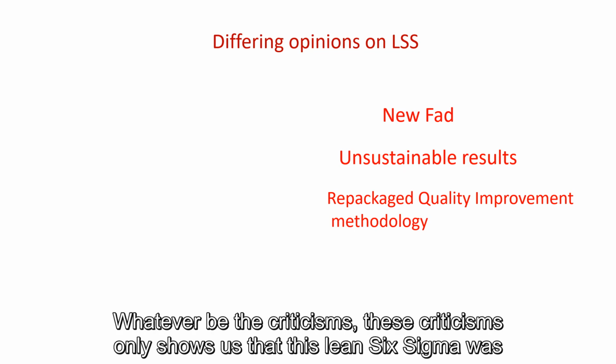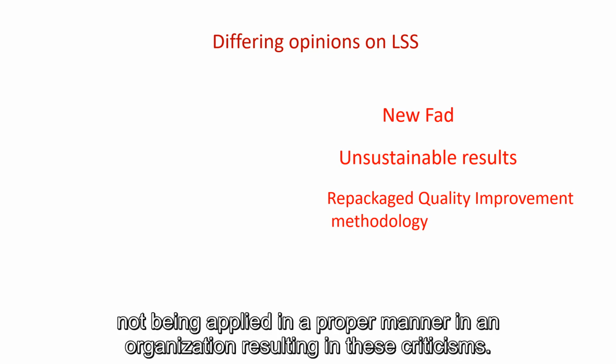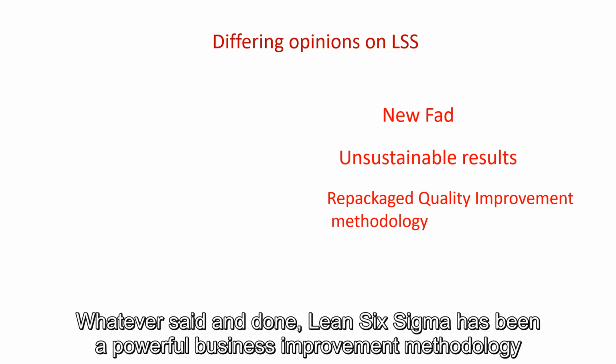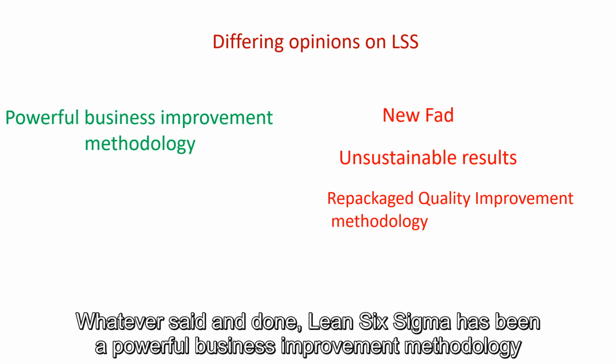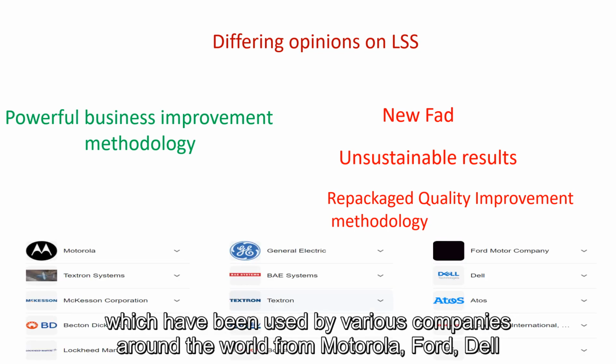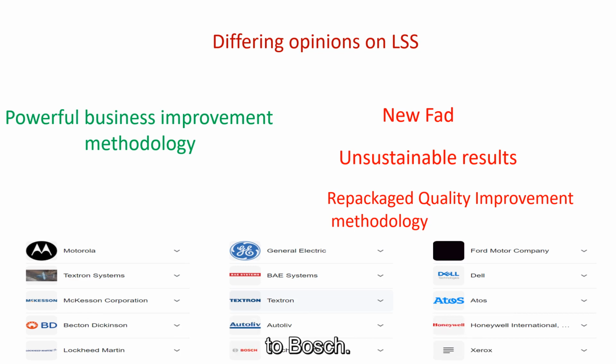Whatever the criticisms, they only show us that Lean Six Sigma was not being applied in a proper manner in an organization, resulting in these criticisms. Whatever is said and done, Lean Six Sigma has been a powerful business improvement methodology which has been used by various companies around the world, from Motorola, Ford, Dell to Bosch.